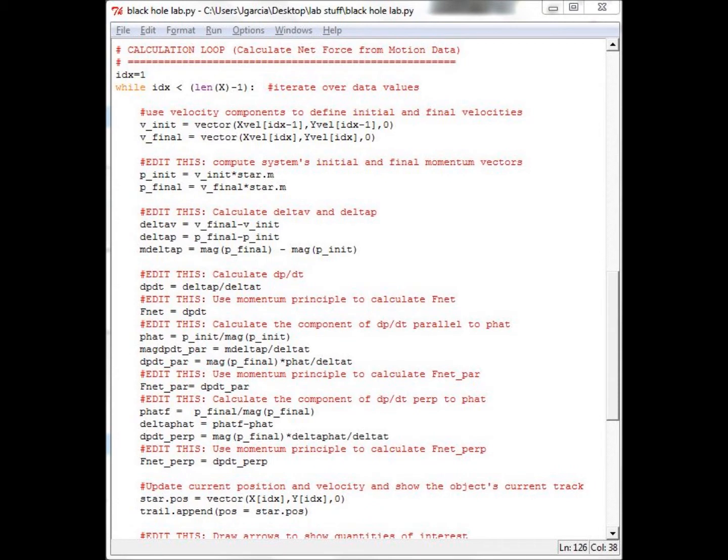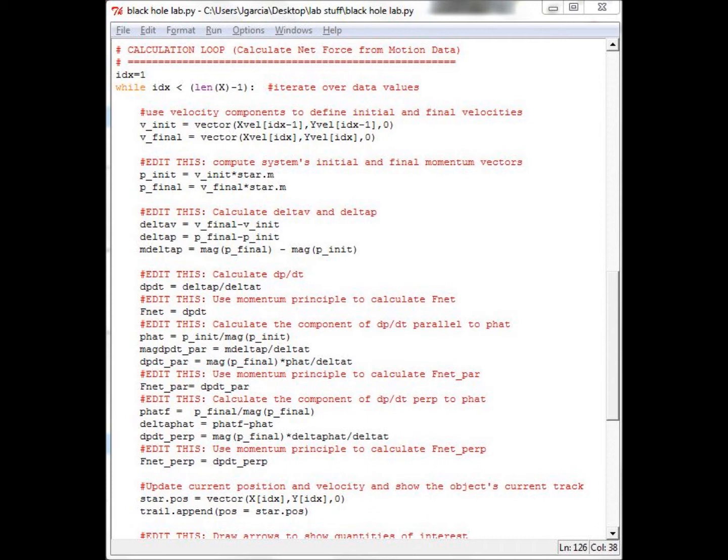In the while loop of the program, I use this to calculate the V final and V initial, and in turn use these values to find the initial momentum and final momentum. This is important because it allows me to find delta P and delta V, which are both important in determining the net force. By taking the delta P and dividing it by delta T, I get dP/dt, which can be used to calculate the net force on the system.